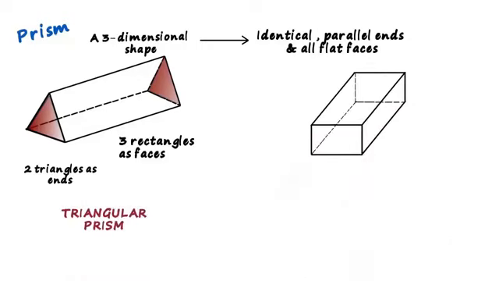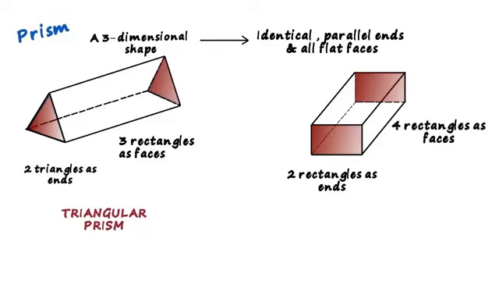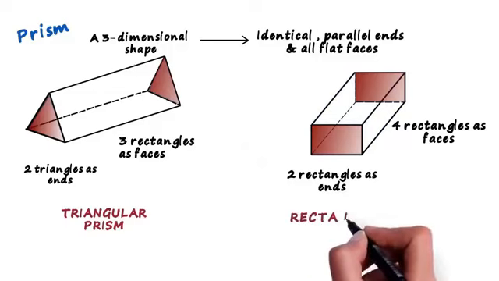Here's another three-dimensional shape. Let me color its ends. We can see that it has two rectangles as ends, and they are also parallel to each other. And it has four rectangles as faces. One on the right-hand side, one on the left-hand side, one at the top, and one at the bottom. So all its faces are flat. This is called a rectangular prism.